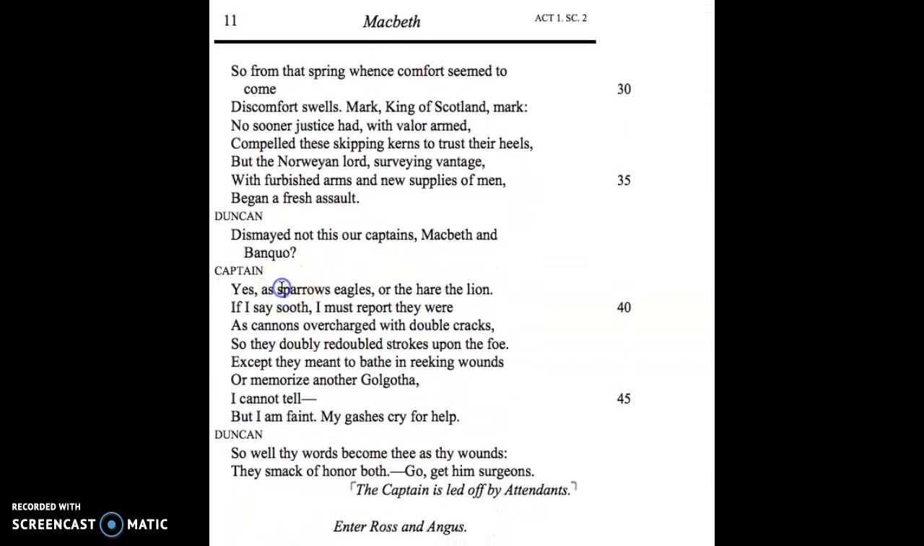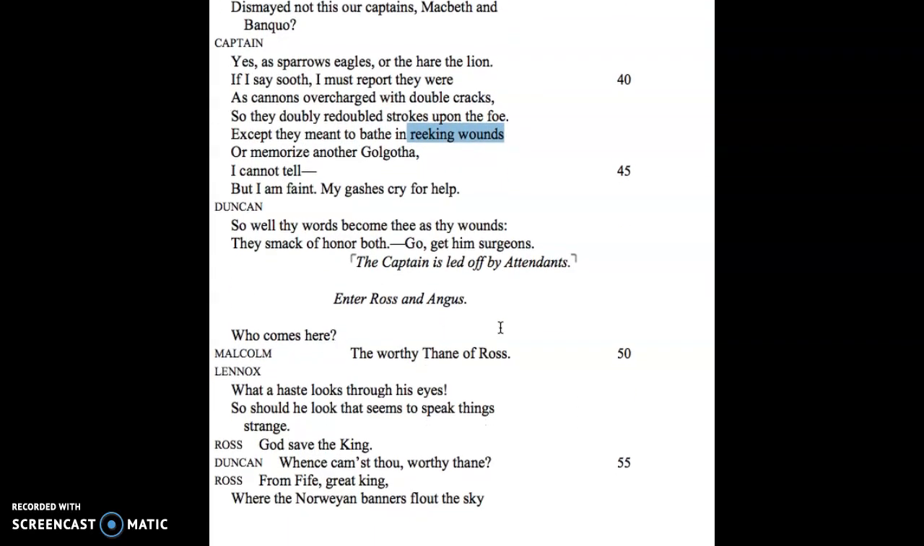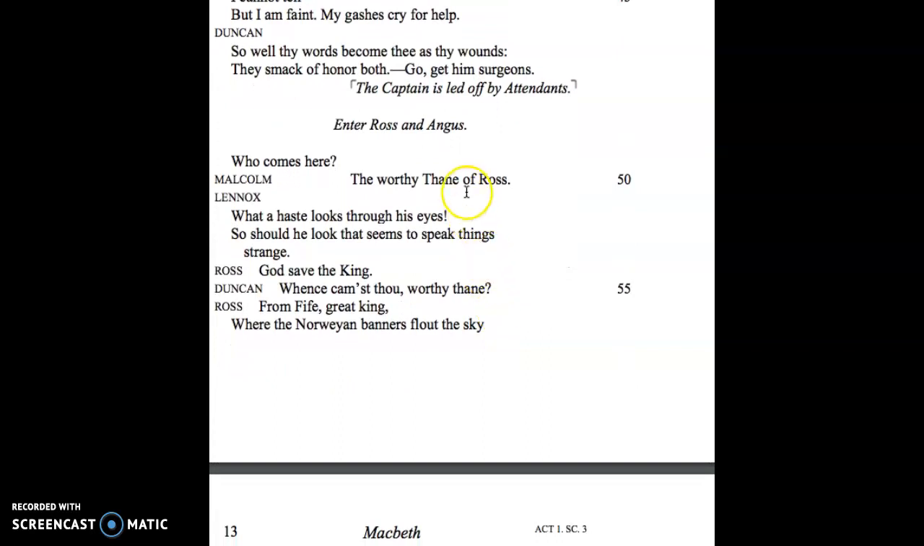We get some contradictions here because eagles are not afraid of sparrows. Lions are not afraid of rabbits. It also counts as an animal motif. Plenty of animals in this play. This is all about blood. Blood is another motif. We'll talk a lot about Ross in class, but I'll save the reasons for later.